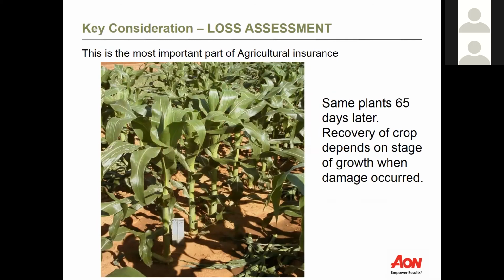So the recovery of the crop is very important, the stage of the growth when the damage occurred, because a lot of crops can recover quite well. And again, it's quite important for agriculture insurance because that is based on yield losses. So this farmer wouldn't have had a payment, but if we didn't realise about the recovery and stuff like that, the claim situation might have been very different.